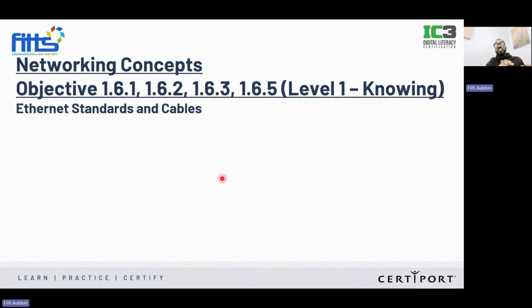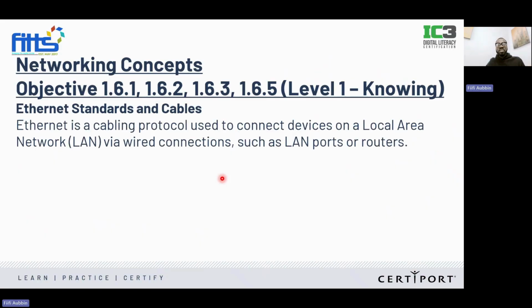Then we've got Ethernet standards and cables. Usually we use a cabling protocol to connect devices on a local area network via wired connections, such as LAN ports or routers. As we advance, you get to understand the IP addressing system and why you need to manually assign or automatically get IP addresses from the DHCP service. So we'll get into that.